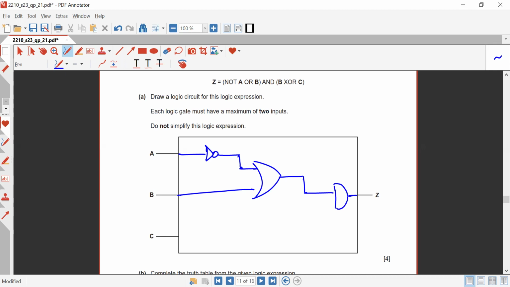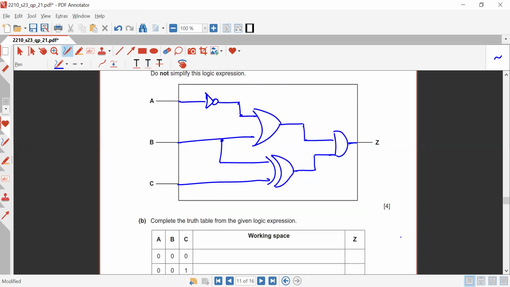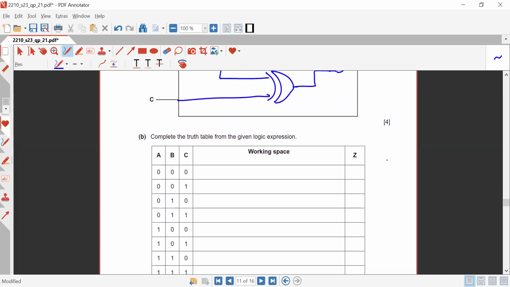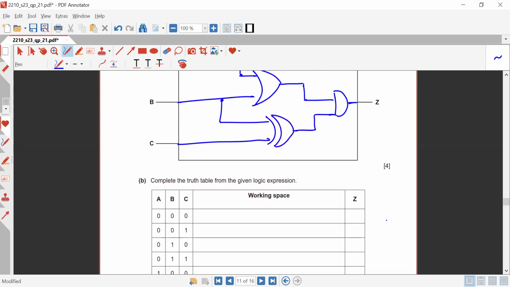Now the other one is B OR C. So we will be taking up B and they will be joining by this gate. So it's B OR C. Now they are asking us to complete the truth table for the given logic expression.